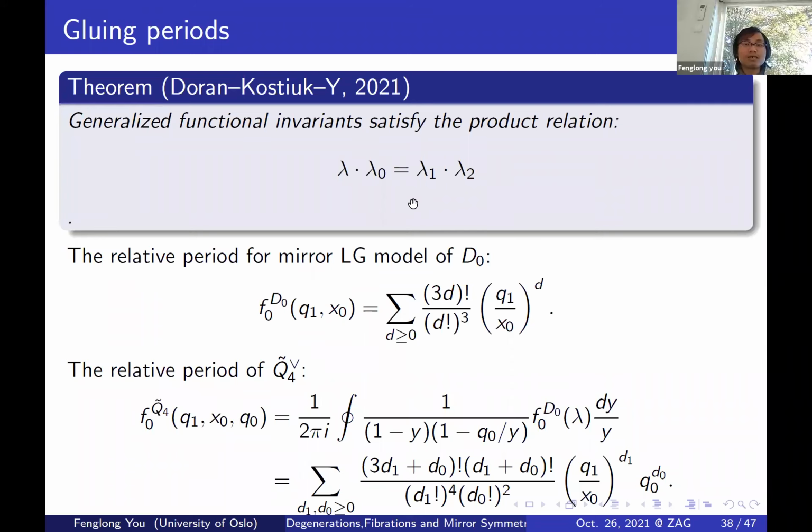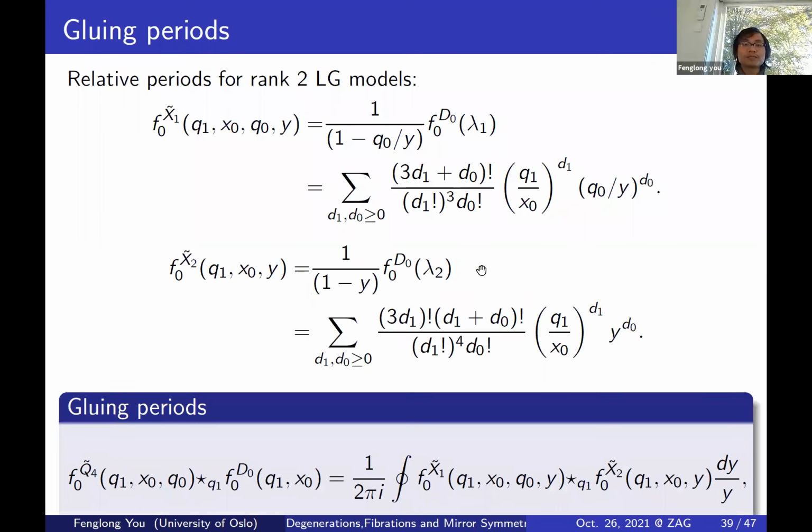Now we can use this generalized Gromov-Witten invariants to compute relative periods for all of them. For example, we can compute the relative period for the Q4 tilde from the period of the D0, which is the intersection of the two pieces. So the result is similar to the Calabi-Yau case.